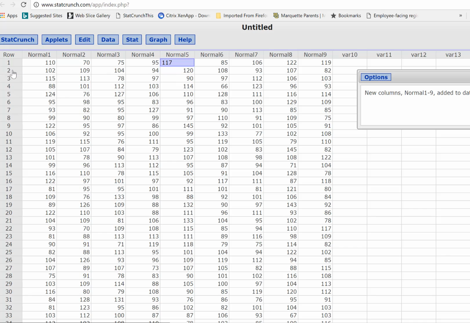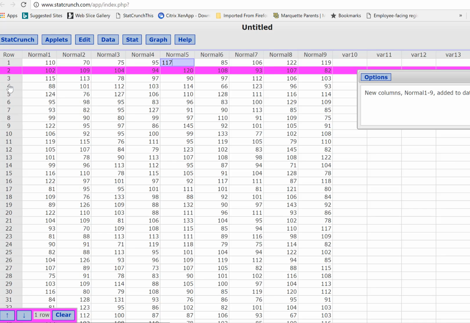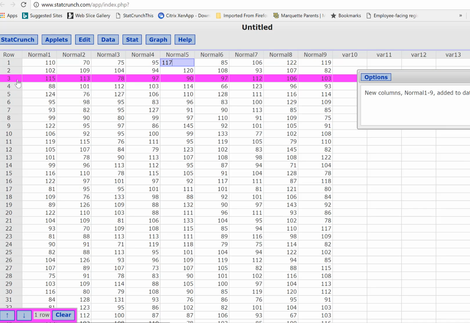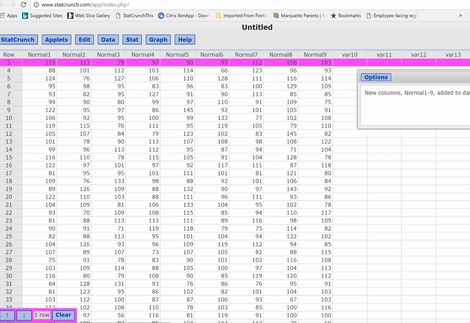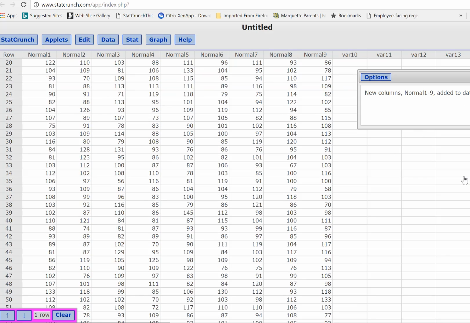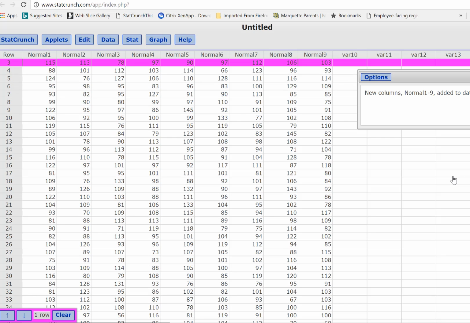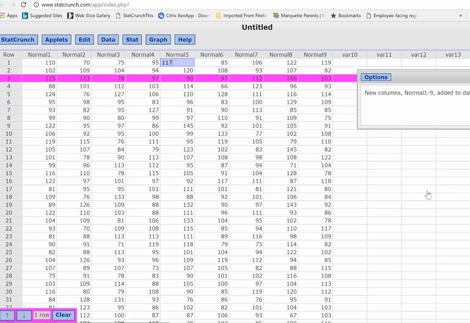Then I did this a second time. Went out and surveyed 9 individuals and asked them their IQ scores, and the highlighted row represents their IQ scores for the second time that I did this. A third time that I did this, I got these IQ scores, and so on. And if you scroll down, there's actually 1,000 rows of data in this table for 1,000 different random samples of size 9.